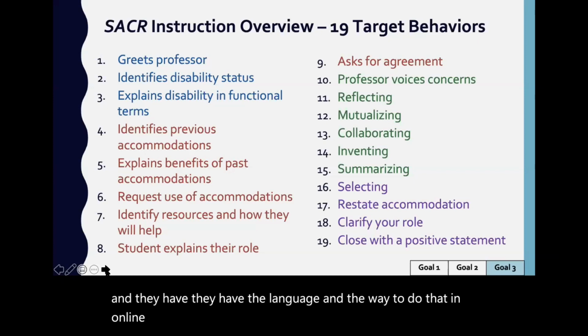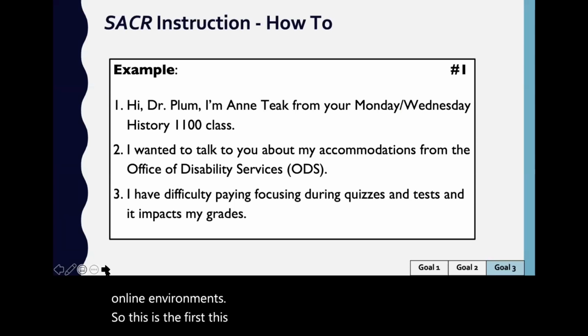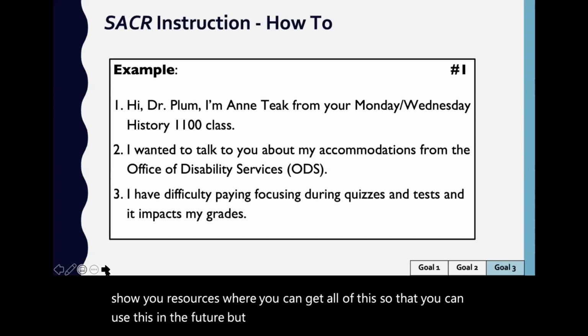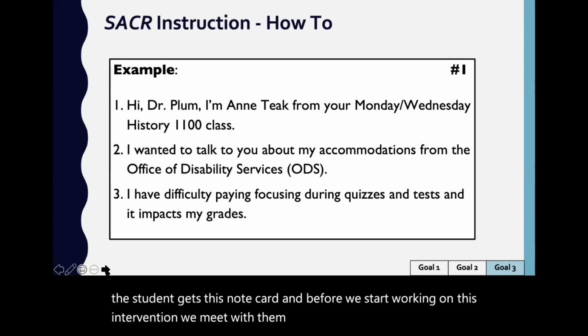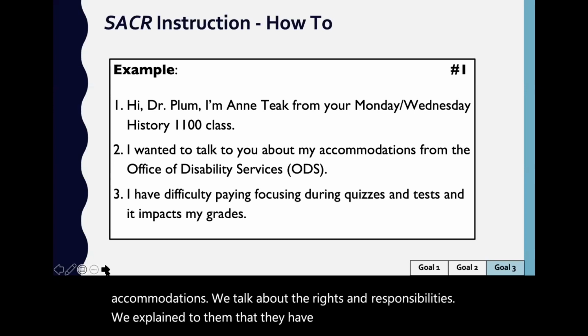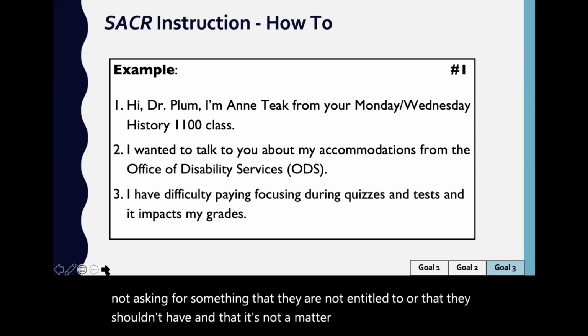So this is the first set of target behaviors. And I will show you resources where you can get all of this so that you can use this in the future. But it basically starts out with a dialogue. So the student gets this note card, and before we start working on this intervention, we meet with them and we talk about accommodations, we talk about the rights and responsibilities. We explain to them that they have rights to these, that they're not asking for something that they're not entitled to or that they shouldn't have, and that it's not a matter of being fair, it's a matter of equitable.